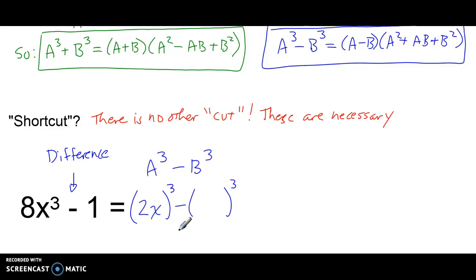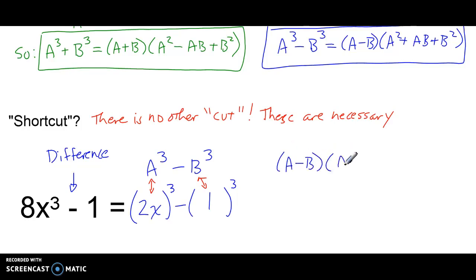x times x times x produces x cubed. And the 1, that's really simple. 1 to the third is the same as 1. So essentially what you're doing here is you're establishing that a is 2x and b is 1, and then you just plug into the formula.